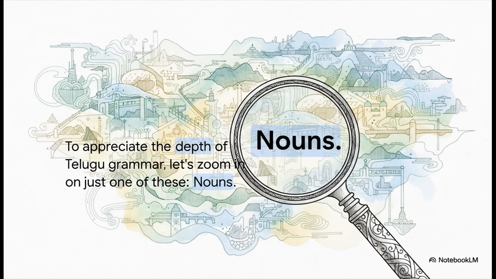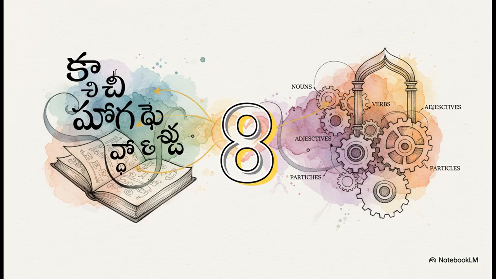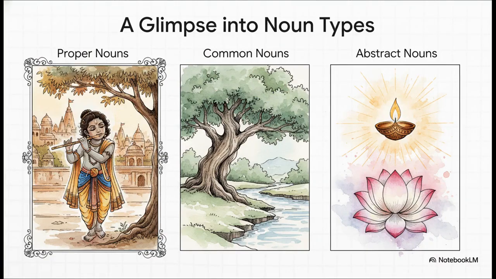Now, we could seriously spend all day on any one of these, but to really show you the incredible depth of Telugu grammar, let's just zoom in on one: nouns. And you might be thinking, I know what a noun is, but trust me, Telugu takes this concept to a whole other level. Because it's not just nouns. In classical Telugu grammar, there are eight different types of nouns. And that incredible level of detail allows for a kind of precision, a specificity of meaning that is just, wow, it's truly remarkable. So here's just a little taste.